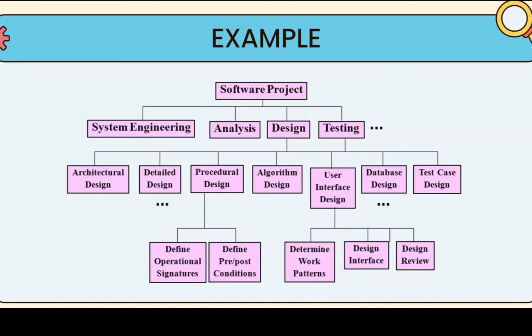And the next level, under the procedural design, we can define the operational signatures, define pre or post conditions, and determine work pattern. Under user interface design, it is followed by the design interface, and the last one is the design review. So these are examples of the WBS.